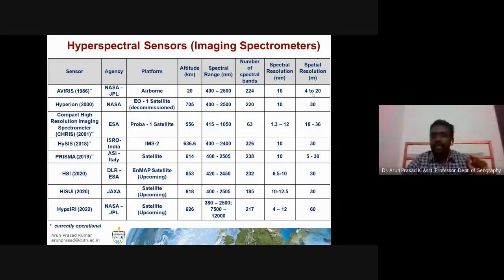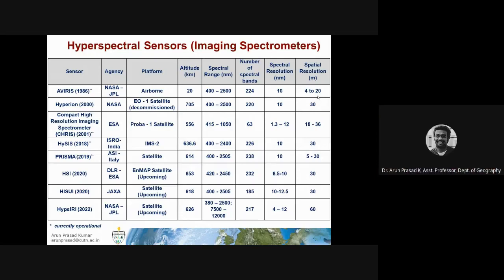Whereas in airborne, we have multiple resolutions, 4 to 20 meters. How did they obtain 4 to 20? Based on the altitude, they can change the altitude, and the flying speed can be reduced. Based on that, they can adjust the resolution from 4 to 20 meters. That depends on the user, what the user wants and how they want to use the data.